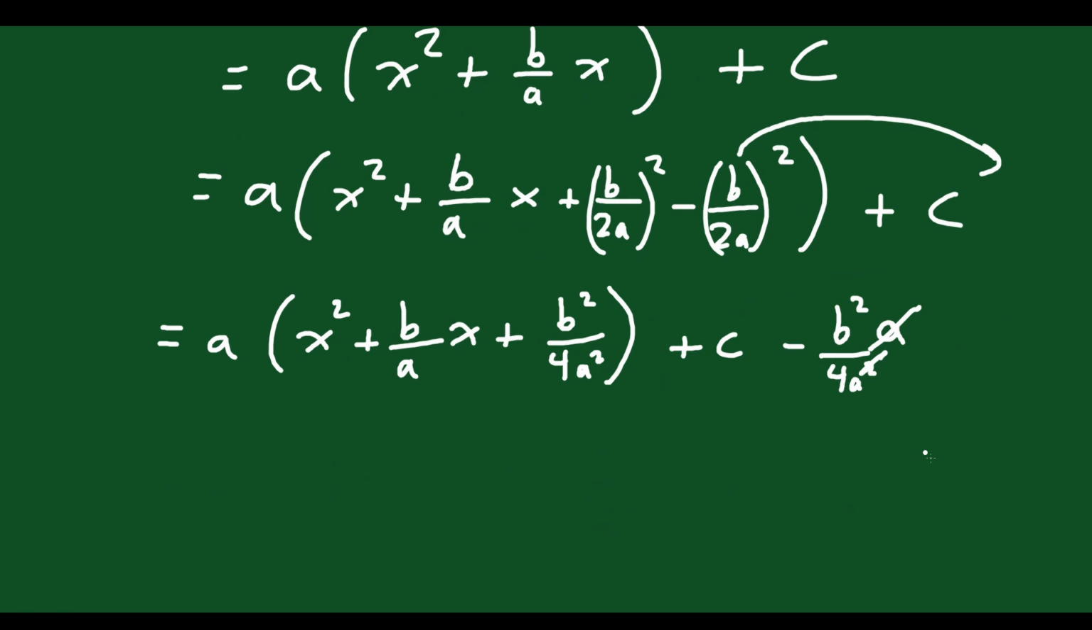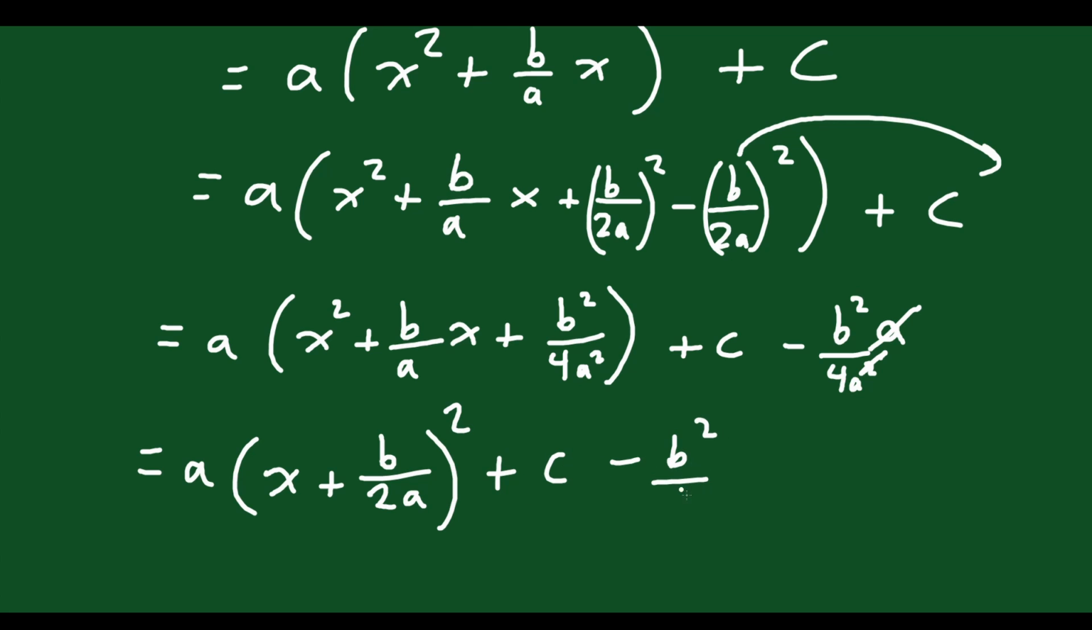Okay? Next, you can factor the inside, right? This is a perfect square trinomial now. So you'll be left with x plus, remember, it's half of this number. That's the number we add. So it'll be plus b over 2a squared plus c minus b squared over 4a.